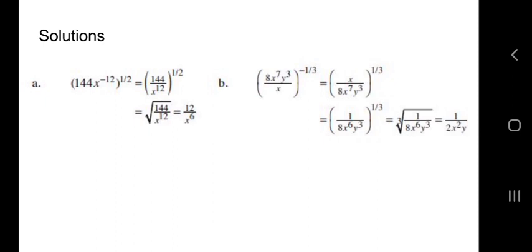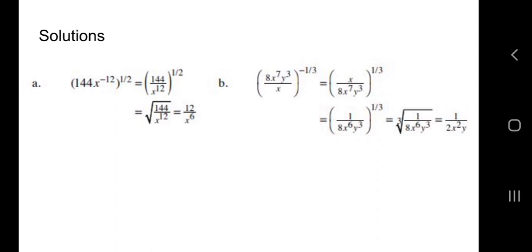So we have a fraction, and we want to take the fraction to the 1/2 power. What we're going to do is take 144 to the 1/2 power, which is 12, and of course the 1/2 power is the square root, right? And then x to the 12th to the 1/2 power, we just multiply the exponents. 12 times 1/2 is 6. So we have x to the 6th in the bottom.